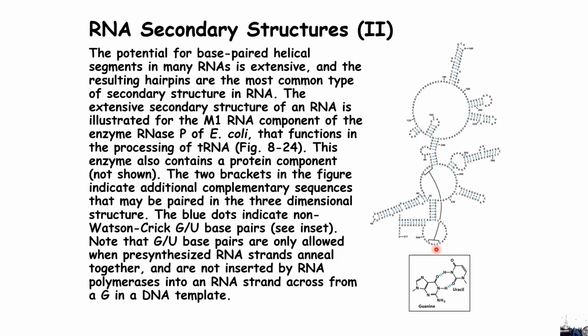The extensive secondary structure of an RNA is illustrated by the M1 RNA component of the enzyme RNase P of E. coli that functions in the processing of tRNA. This enzyme also contains a protein component. The two brackets in the figure indicate additional complementary sequences that may be paired in the three-dimensional structure, and the blue dots indicate non-Watson-Crick G-U base pairs, and you can see that they are only allowed when pre-synthesized RNA strands anneal together and are not inserted by RNA polymerases across a G in a template. Okay, so this is the potential of RNAs to form secondary structure.